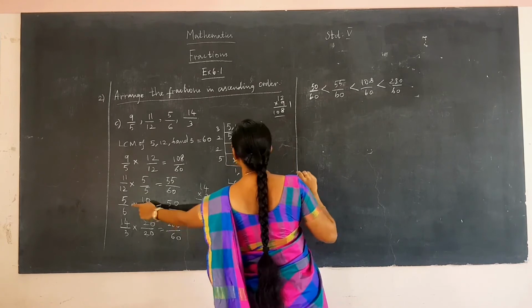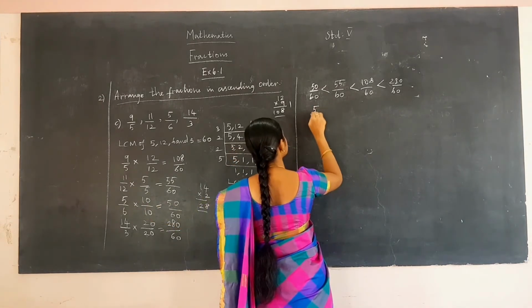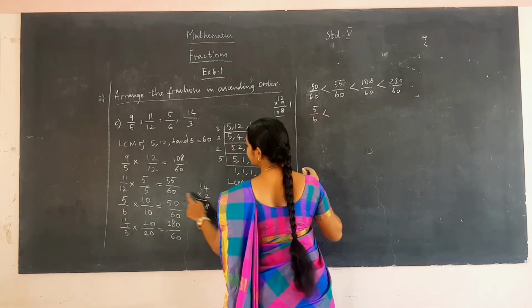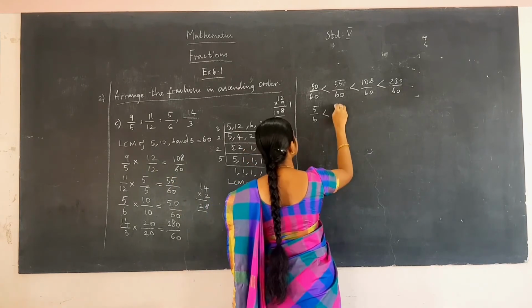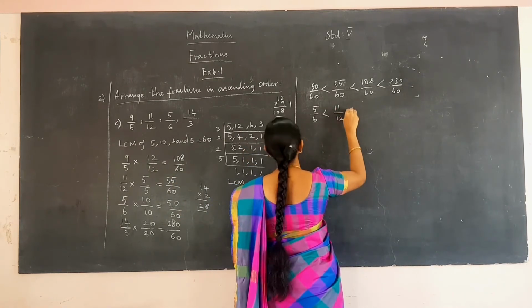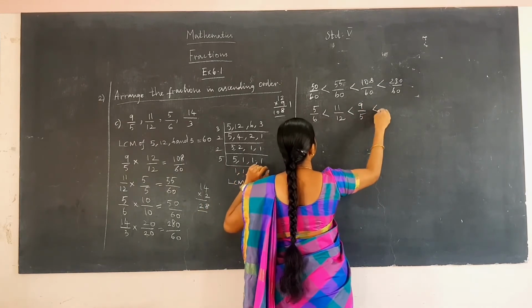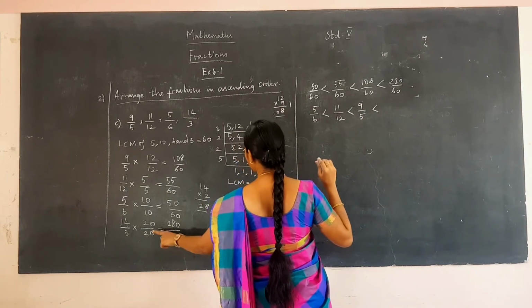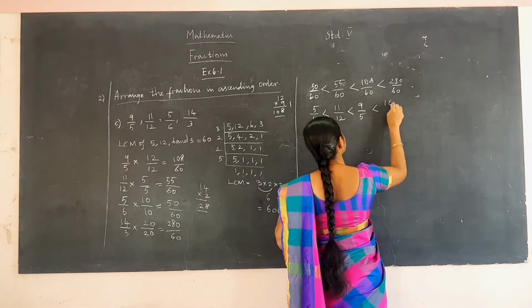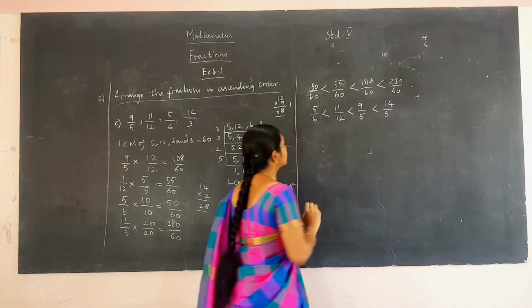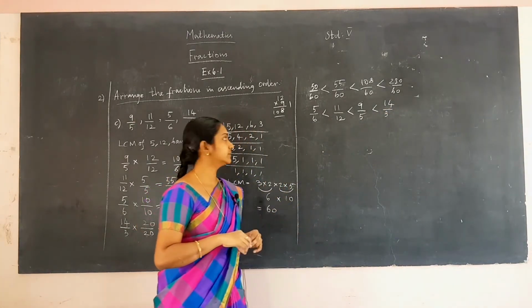For 50 by 60 we have 5 by 6. For 55 by 60 we have 11 by 12. For 108 by 60 we have 9 by 5. And for 280 by 60 we have 14 by 3. So this is the ascending order.